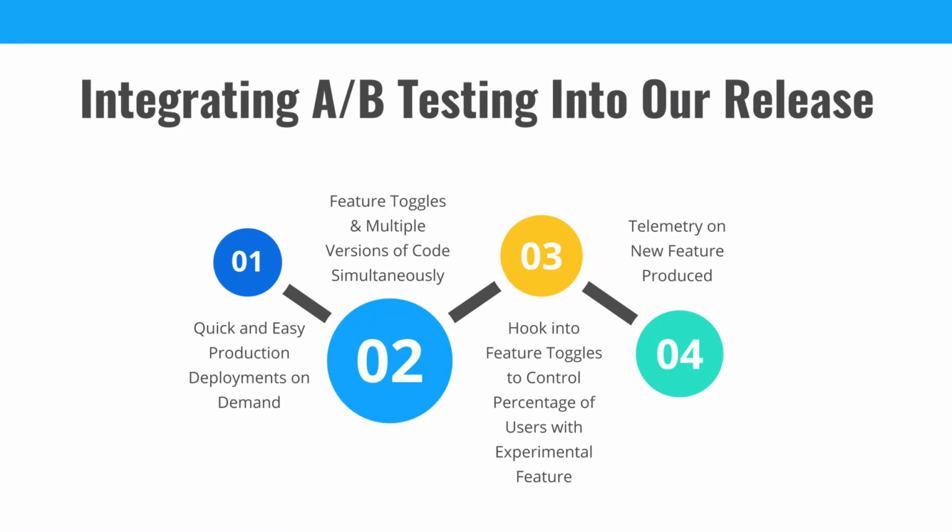Frequent and efficient A/B testing is possible through, first, quick and easy deployment on demand, which is made possible by feature toggles and potentially delivering multiple versions of the code simultaneously to customer segments. By hooking into feature toggles, the percentage of customers using an experimental feature can be controlled. Ultimately, telemetry on the new feature is produced.